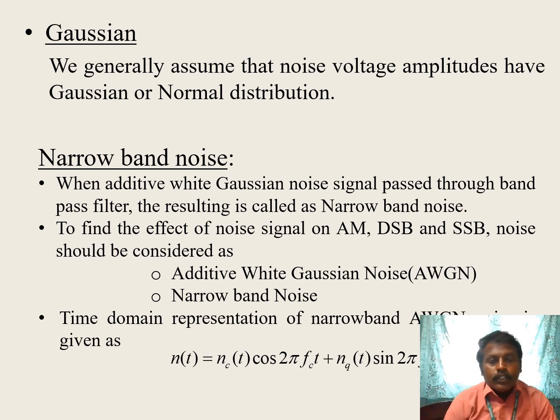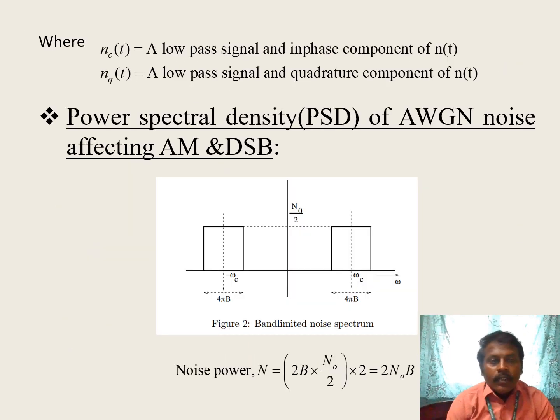Then we go for narrowband noise. When an additive white Gaussian noise signal is passed through a bandpass filter, the resulting output is called narrowband noise. To find the effect of noise in amplitude modulation, double sideband suppressed carrier or double sideband full carrier, and single sideband transmission, noise should be considered as additive white Gaussian noise and narrowband noise. The time domain representation of the narrowband noise is given by n(t) = nc(t) cos 2 pi fc t + nq(t) sin 2 pi fc t, where nc is the cosine term and nq is the quadrature term. Here nc and nq are low pass signals, where nc is the in-phase component and nq is the quadrature phase component of n(t).